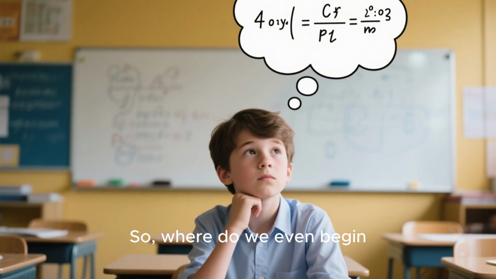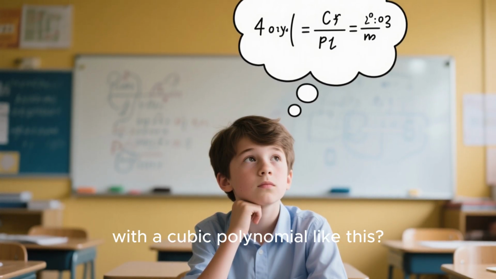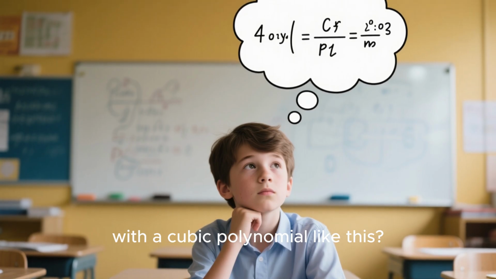Let's call our expression p of n. So p of n equals n cubed minus 14n squared plus 64n minus 91. Our goal is to find the integer values of n that make this whole thing a prime number. So, where do we even begin with a cubic polynomial like this?